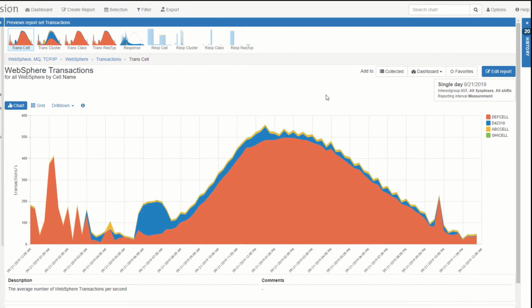This chart shows the transaction rate for all of our WebSphere workload, broken down by cell. We're viewing a single day in 15-minute intervals. The x-axis covers midnight to midnight, and the y-axis is transactions per second.